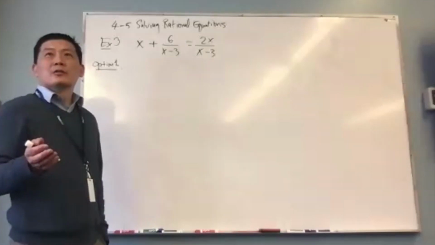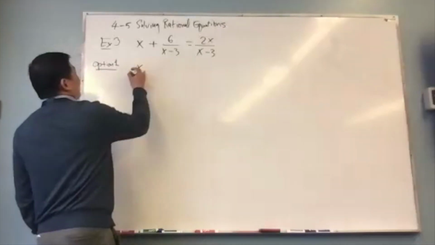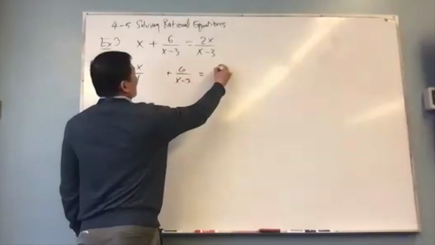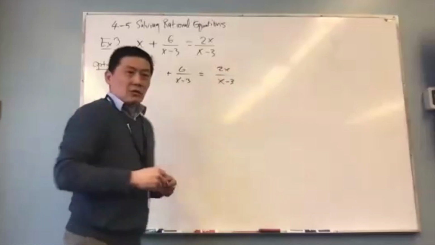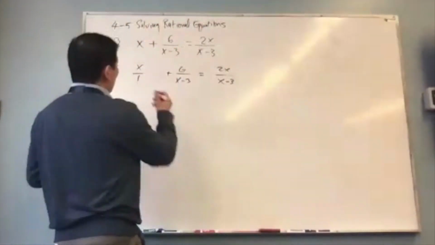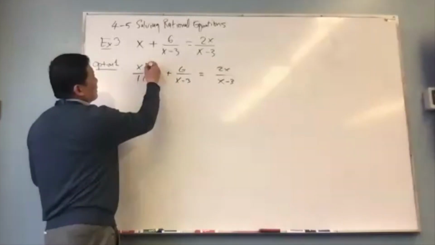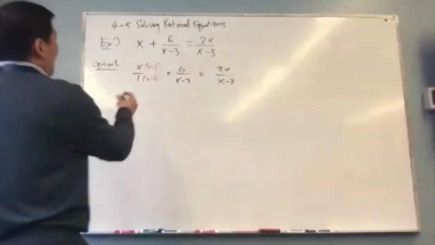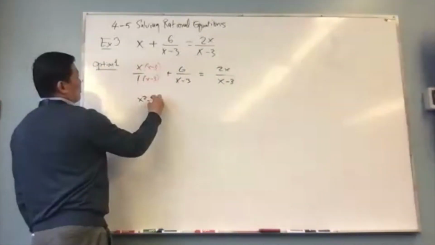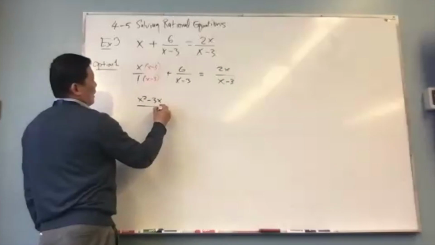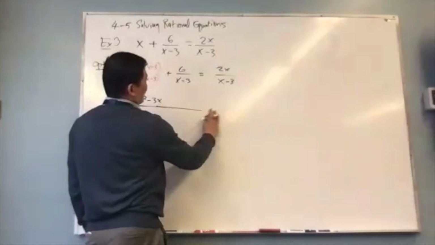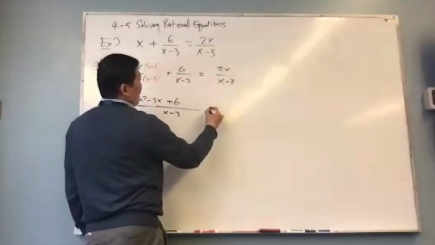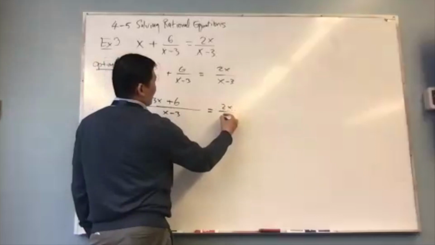Common denominator first? Okay, common denominator. So this one is x over 1. This is 6 over x minus 3. This is 2x over x minus 3. So the common denominator is x minus 3, so I need to multiply x by x minus 3 over x minus 3. If I do that, I end up with x squared minus 3x, with the whole thing on the bottom being x minus 3. And then this is plus 6, and it's equal to 2x over x minus 3.